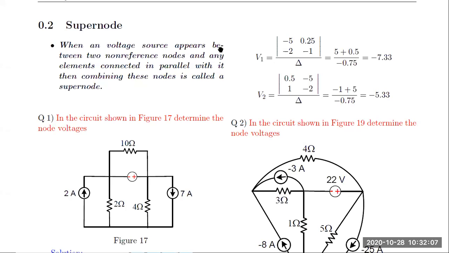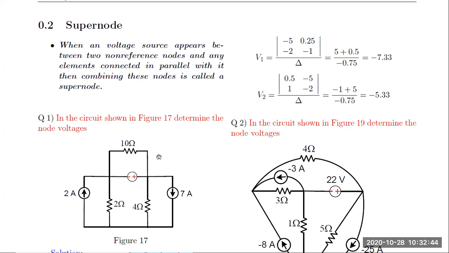When a voltage source appears between two non-reference nodes and any elements connected in parallel with it, then combining these nodes is called a supernode. Here, very important is between non-reference nodes.